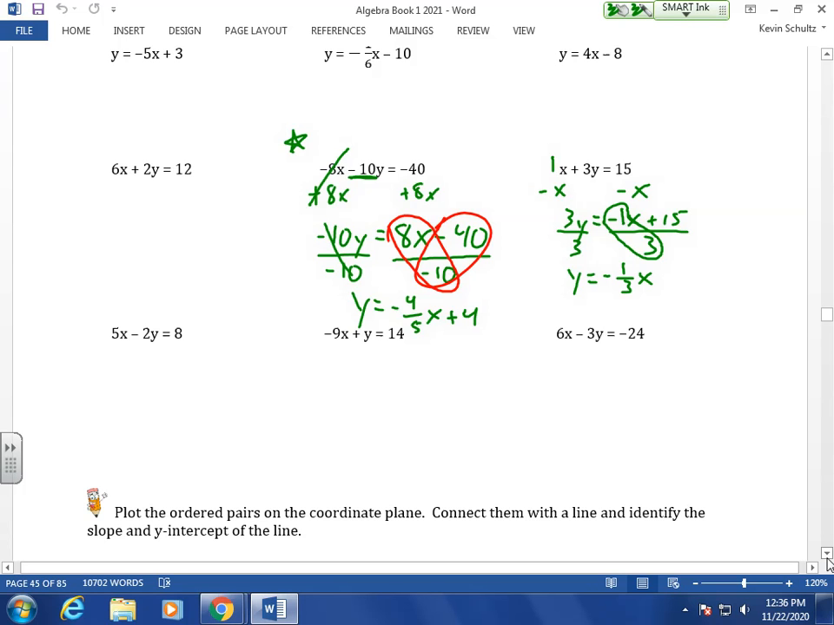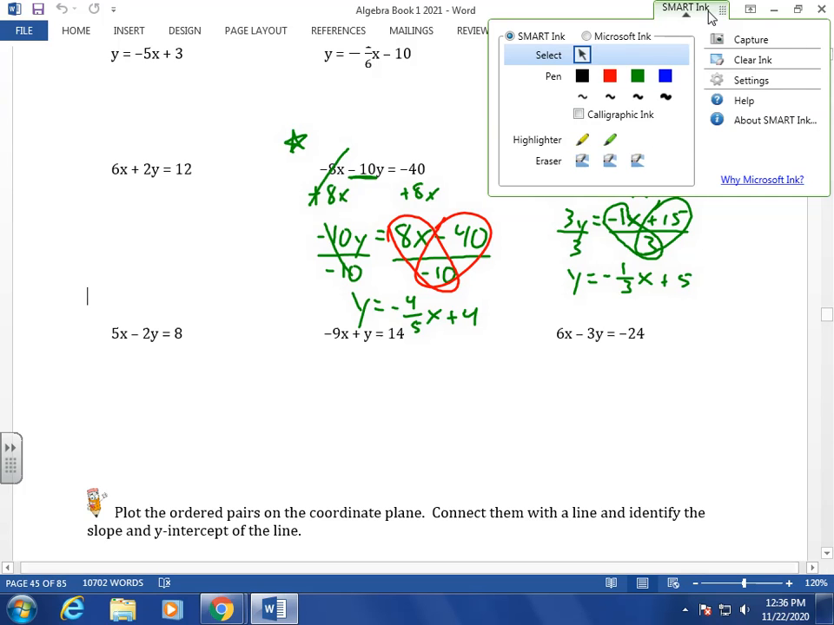Okay? And then 15 divided by 3, don't forget about that constant. 15 divided by 3 is positive 5. So y equals negative 1/3 x plus 5. This line has a slope of negative 1/3, and it crosses the y-axis at positive 5. So move the x term over using opposite operations, then divide by that coefficient. Divide everything by that coefficient of y.